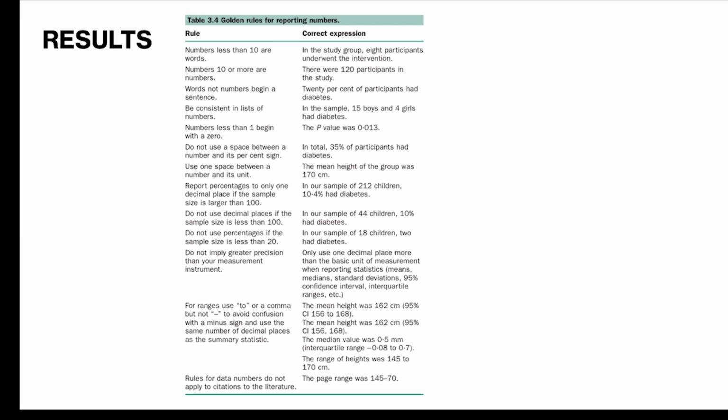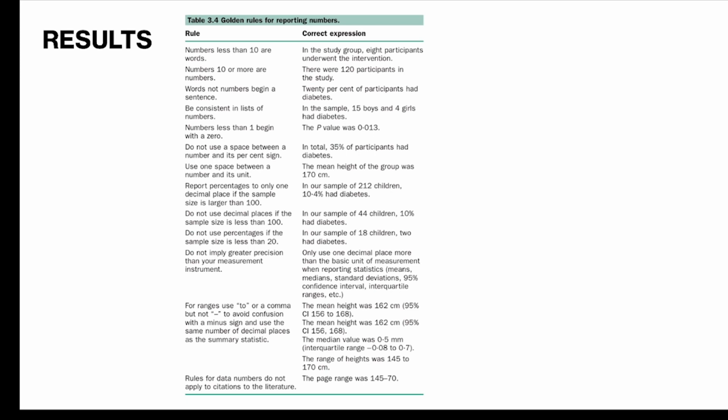For instance, numbers less than 10 are words. So in the study group, 8 participants, you write 8 as a word. Numbers 10 or more are numbers. So if you write 120, it should be in number form. Words, not numbers, begin a sentence. And try to be consistent in the list of numbers.